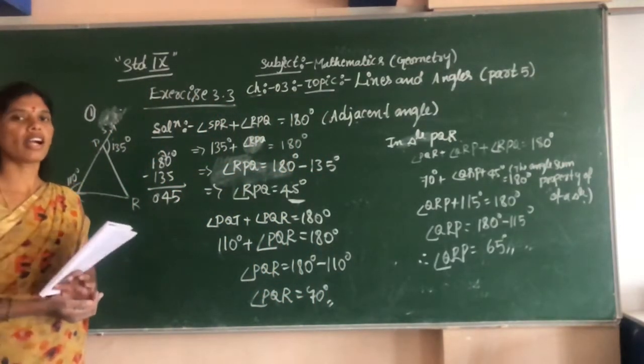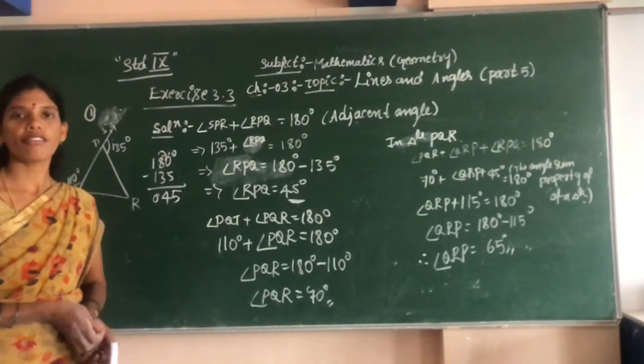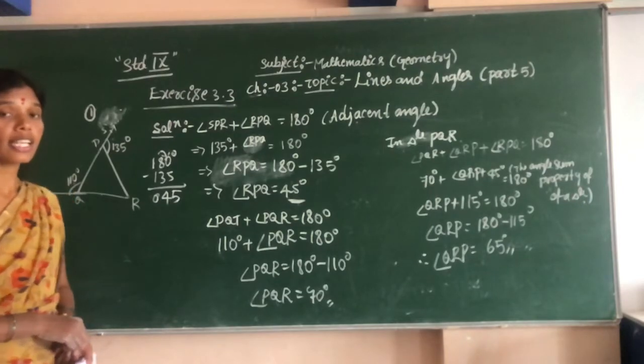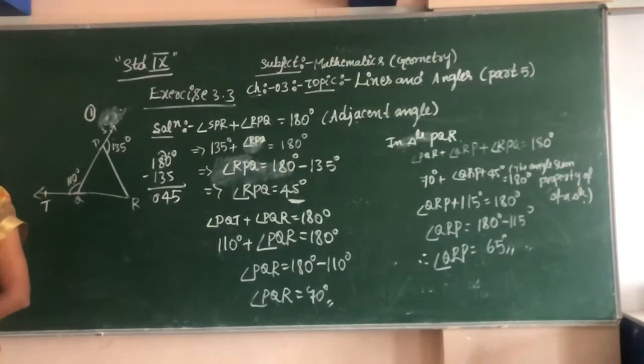Okay, children, have you got it? This problem, so the angle sum property of a triangle is 180 degree, so we can solve it easily. Okay, have you got it? Now next, the second one.